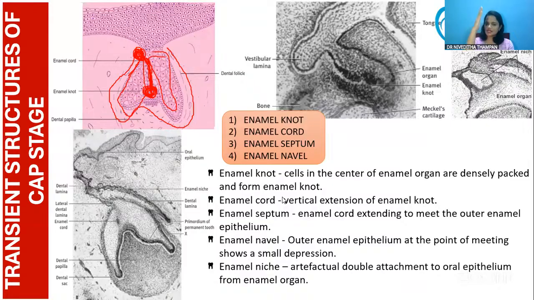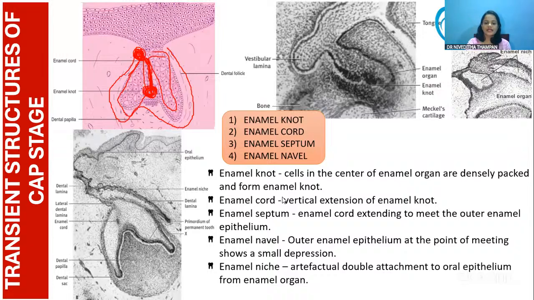Then a vertical extension of the enamel node is called the enamel cord. When this enamel cord goes and touches the outer enamel epithelium, that is called the enamel septum. And the point where the enamel septum touches the outer enamel epithelium is called the enamel navel, because it looks like a navel. So these are the four transient structures.